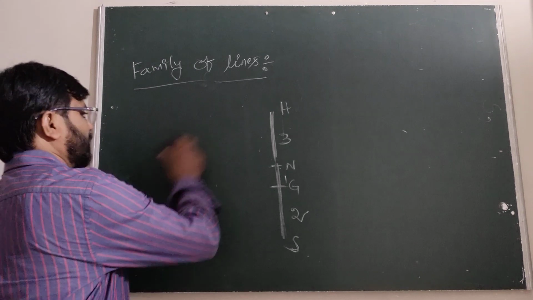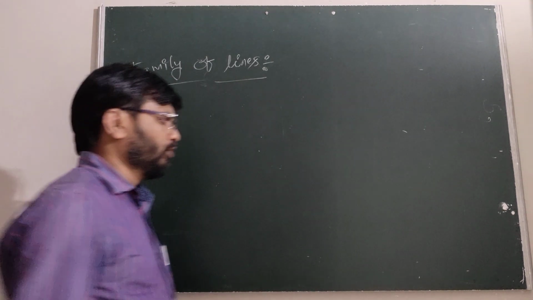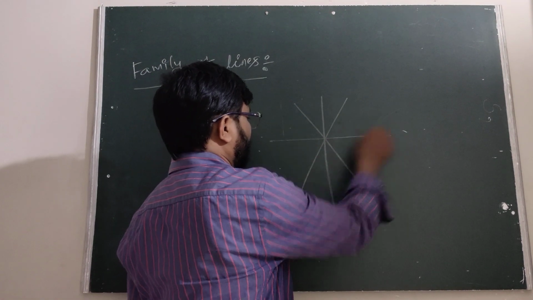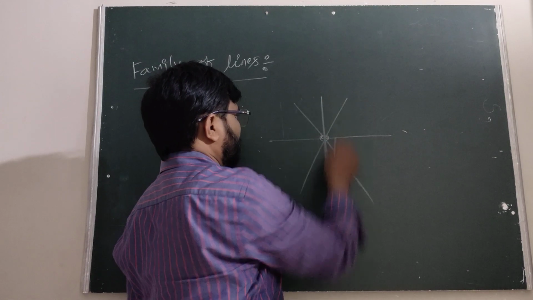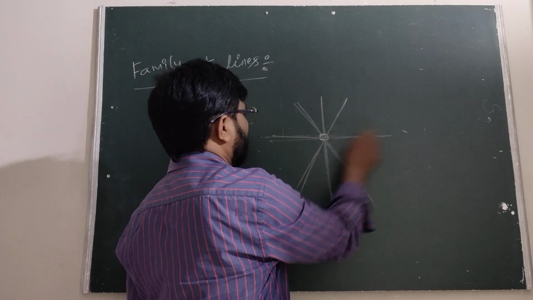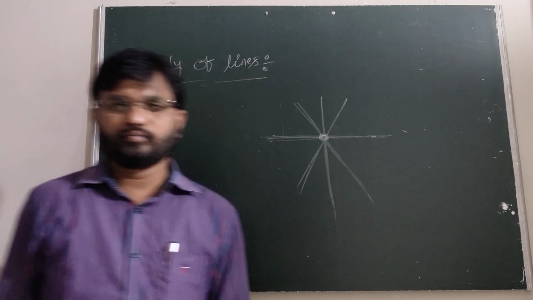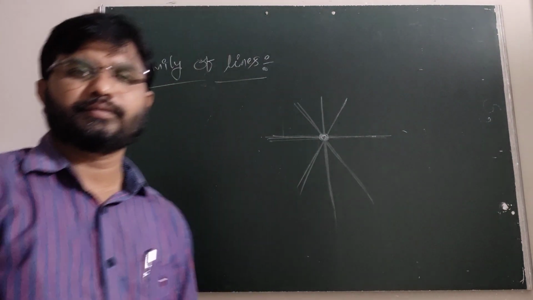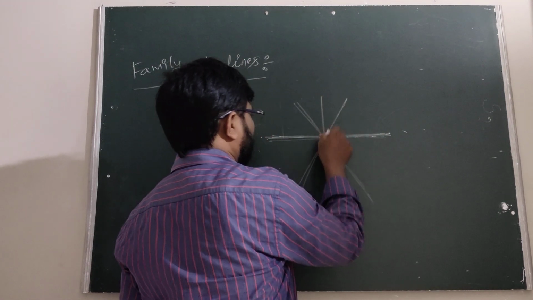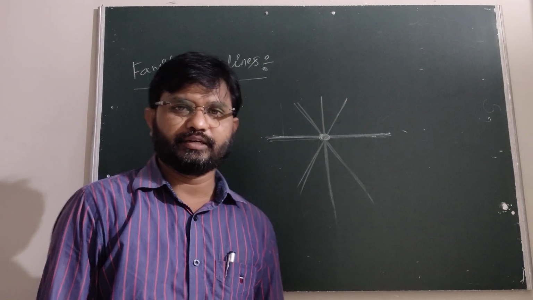So now today, family of lines. Before that, we know that 3 or more lines are said to be concurrent if they have a point in common. That means 3 or more lines are passing through one and only one point.